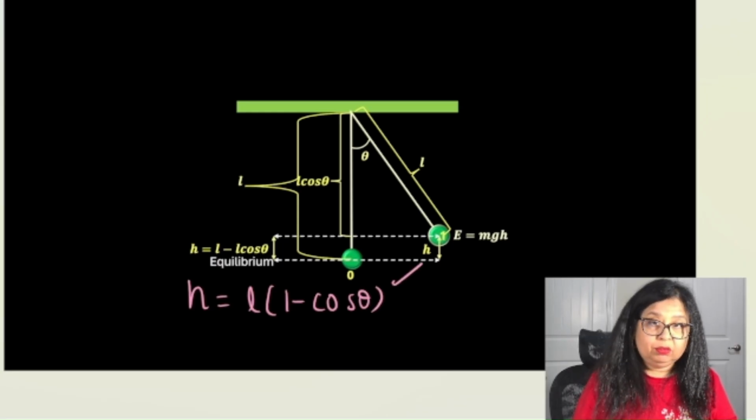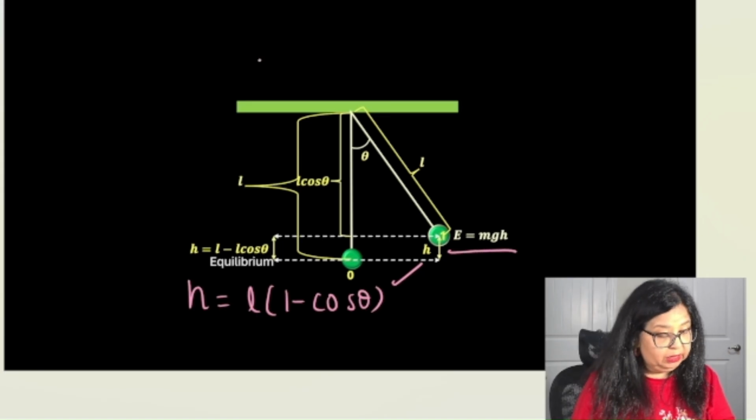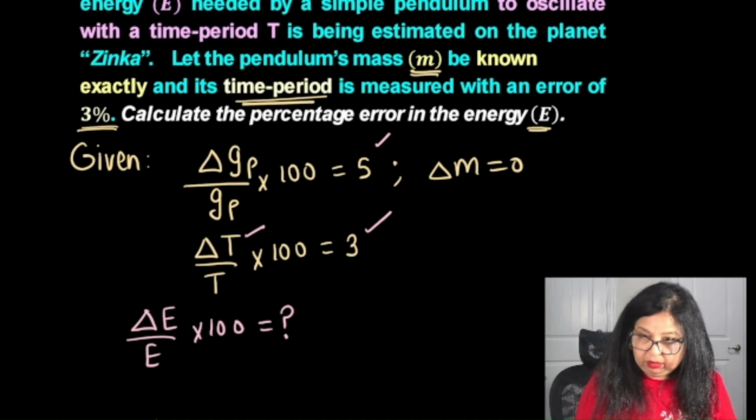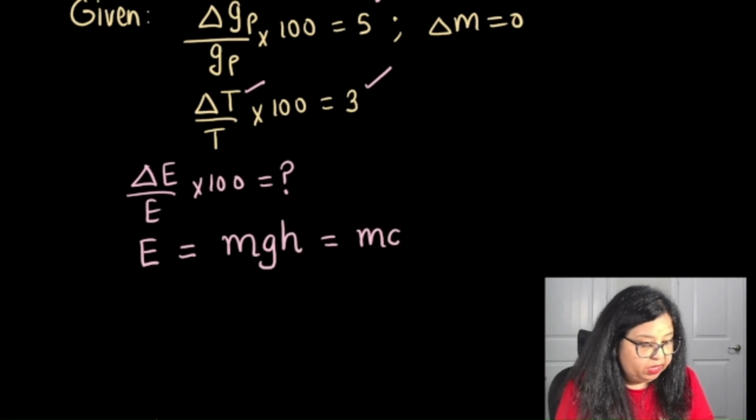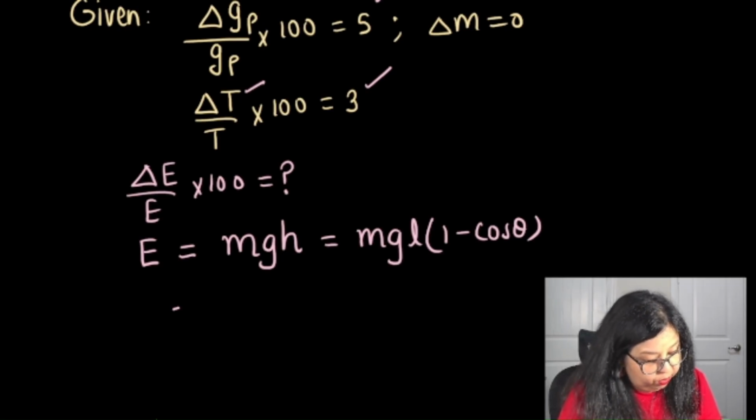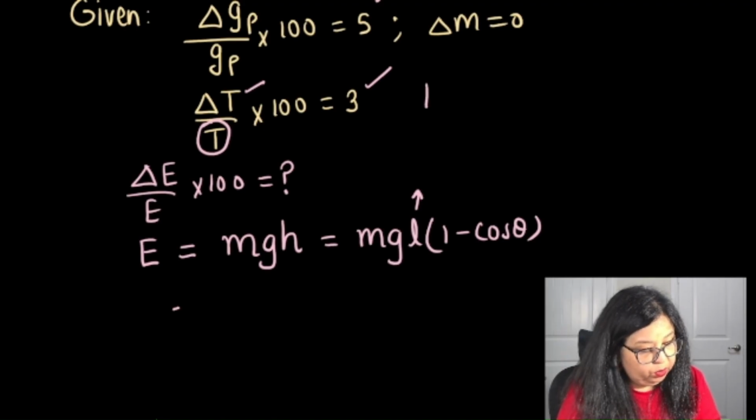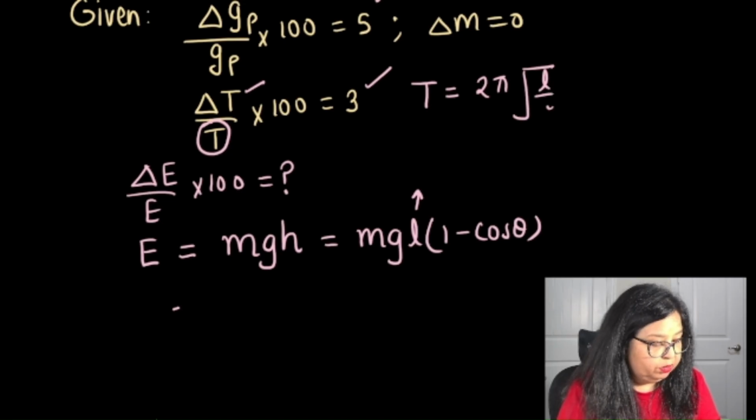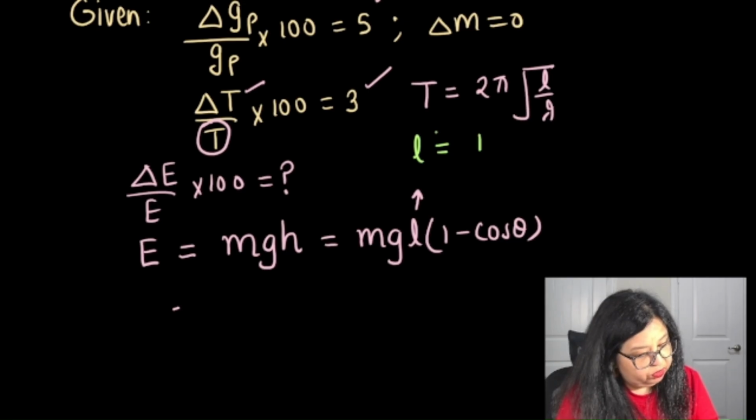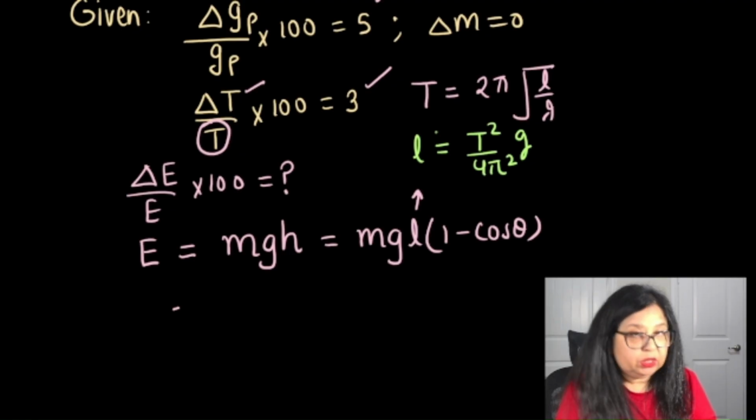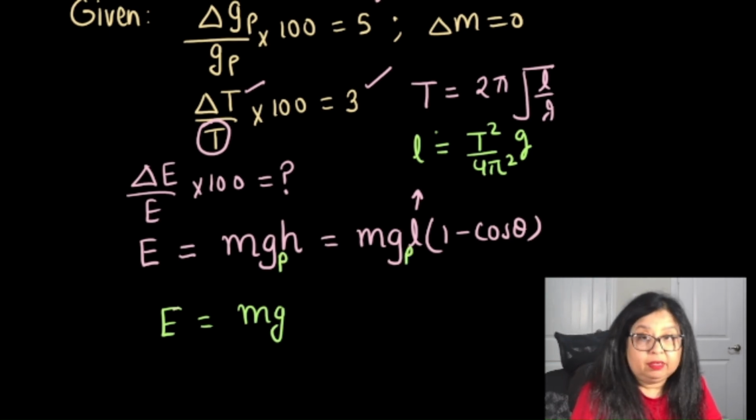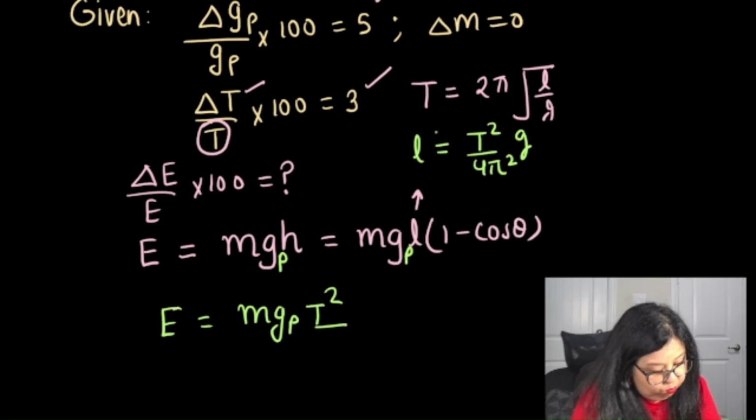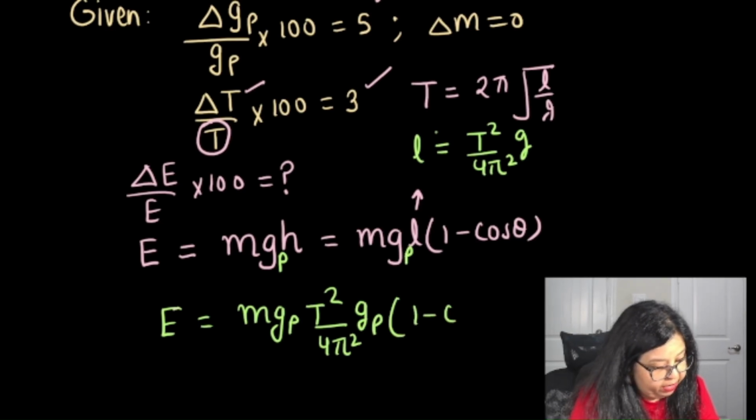So I'm going to use this to write down the value of gravitational potential energy, E, mgh. Let's see what I get. Let's go back here. So we know that the energy of the simple pendulum at the highest height equals mgh, and we just saw that h equals L times 1 minus cosine theta. Now, next we want to represent this L in terms of time period t. We know that time period t equals 2 pi times square root of L over G. From here, you should be able to show that L equals t squared divided by 4 pi squared times G. Alright, so that makes E equals m times, let's write this as G sub p, because we are on planet Zinca, L is t squared over 4 pi squared times Gp, 1 minus cosine theta.